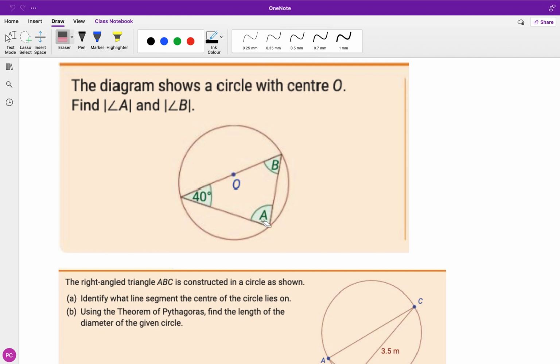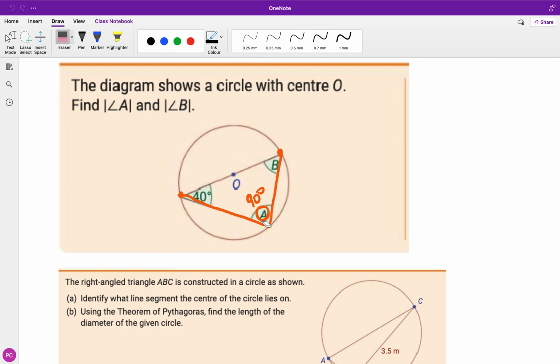If this is 40, we can work out the other two angles. We can work out the other two angles because we know if it starts here, there's our diameter, going from left to right. The line goes to the circle and back to the other side of the diameter. We know that angle A can only be 90 degrees.